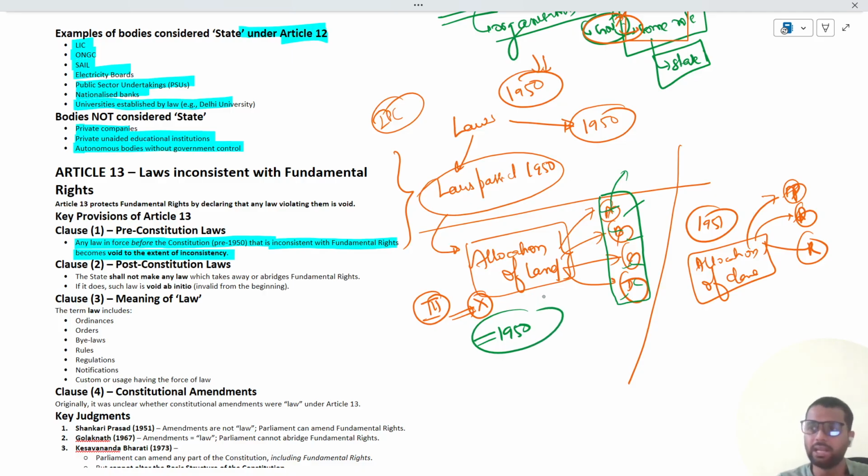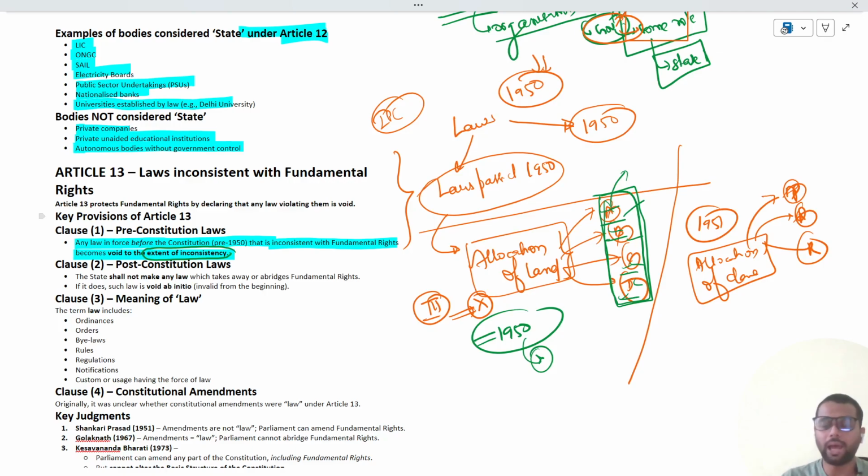Before that it was valid and the law will remain valid. So the allocation of land that was done before 1950 to A, B, C, and D will remain valid. But from now onward, it will become invalid. And also, to the extent of inconsistency, not the entire law, only those provisions which are inconsistent with Part Three of the Indian Constitution shall be termed as null and void. And the effect will not be retrospective. That is, not from the date of the enforcement of the law, but from 1950 onward.